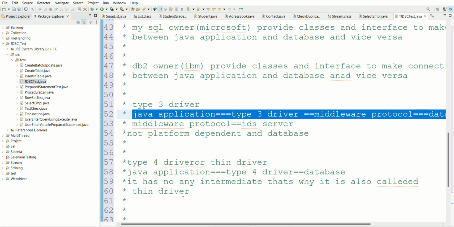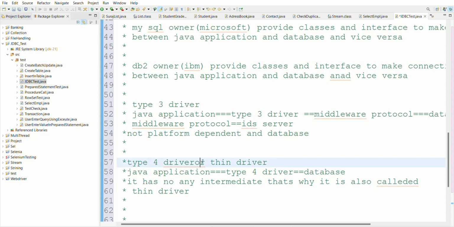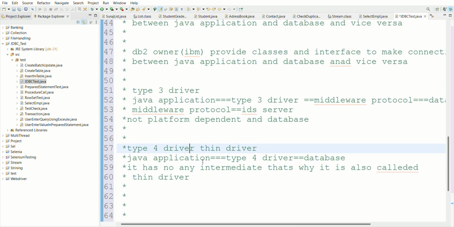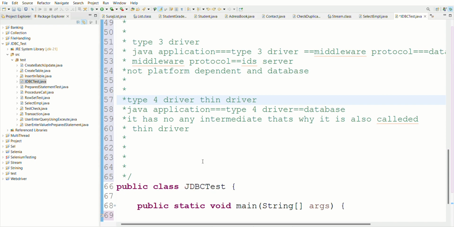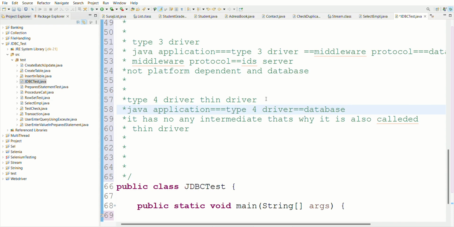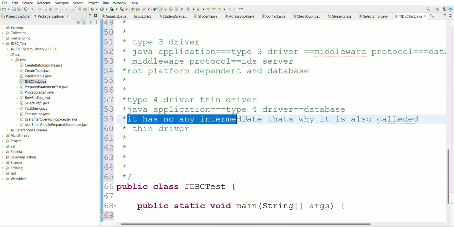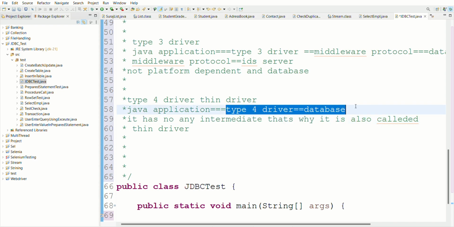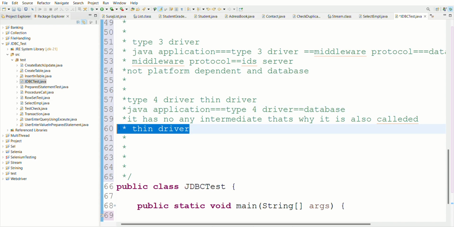So in type 1, type 2 and type 3, we need four things. But in type 4, Java application, type 4 driver, database, only three things are required. That's why it is a little bit thinner than type 1, type 2 and type 3, because it doesn't need any intermediator, meaning any middle person. You don't need any middle person between the type 4 driver and the database. That's why the type 4 driver is known as the thin driver.